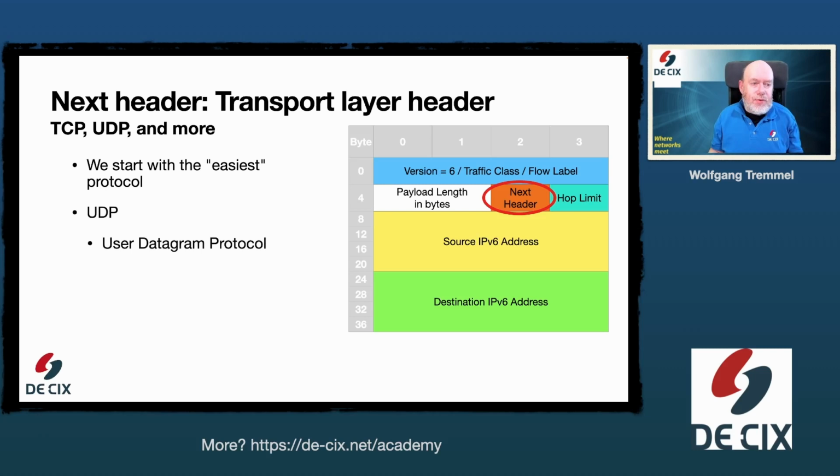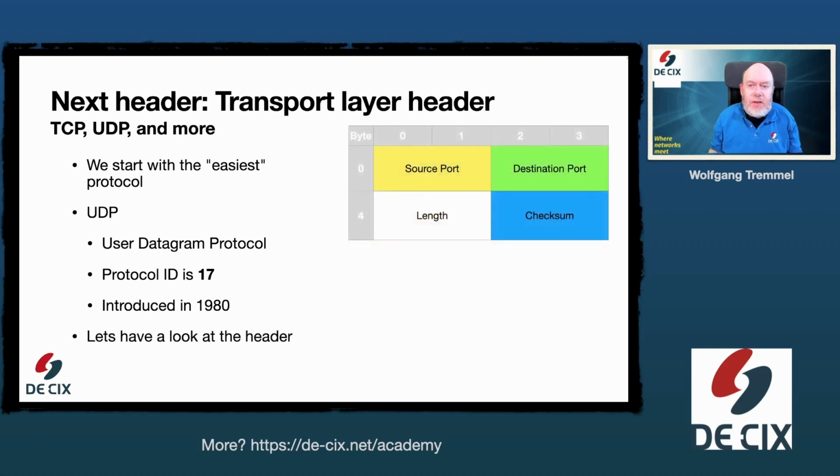UDP stands for User Datagram Protocol. Its protocol number is 17. That's the value inside the next header field then. And it was introduced in 1980. So it was not the very first transport protocol. TCP is older.